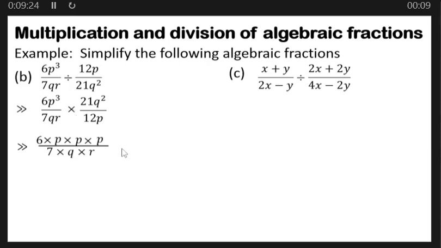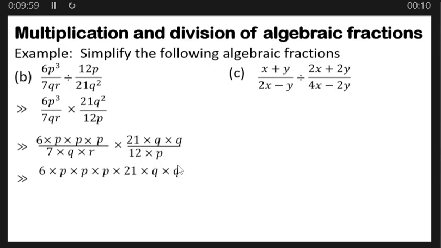Then we'll bring this multiplication here, then we are going to say 21 also times q times q divided by 12 times p. Then what we are now going to do is to multiply the numerator with the numerator of this other fraction. So we are going to say 6 times p times p times p times 21 times q, like that. Then divided by the denominator times the denominator. So we'll say 7 times q times r times 12 times p.